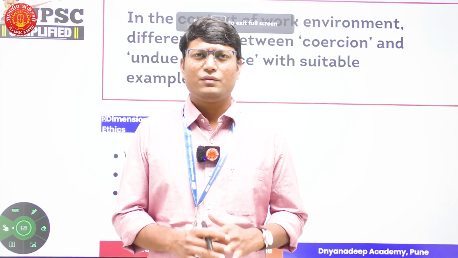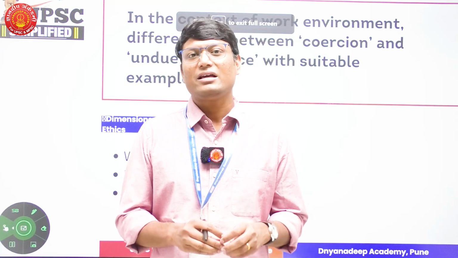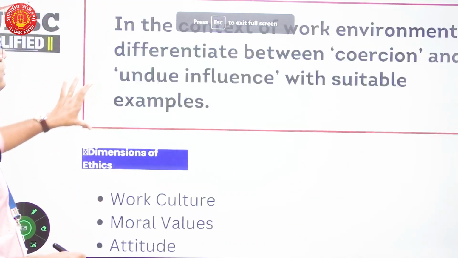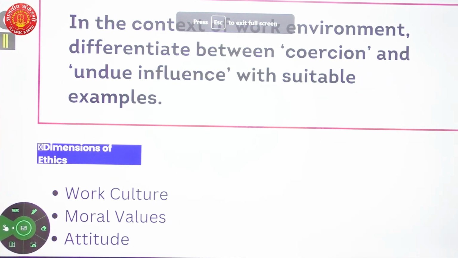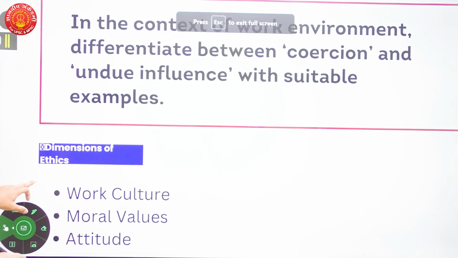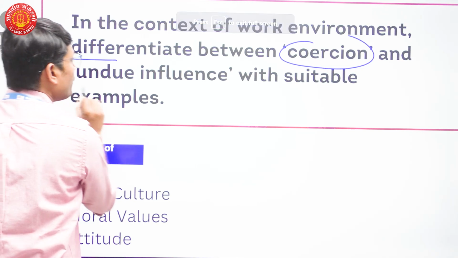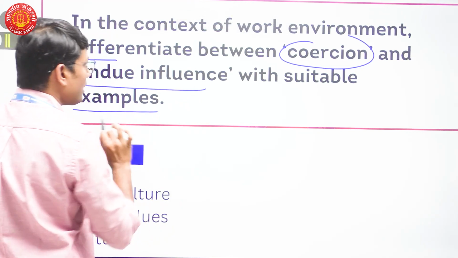In this session, we are going to discuss some ethics PYQs. Here is a question on your screen that is from the UPSC 2023 paper. The question is saying, in the context of work environment, differentiate between coercion and undue influence with suitable examples.